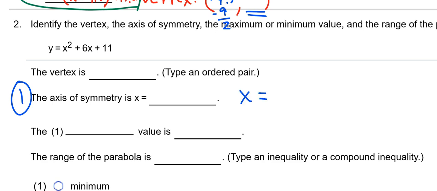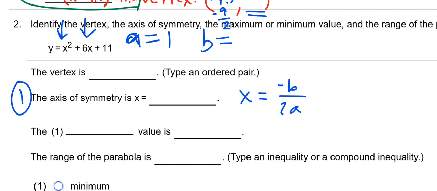What are you going to be doing? X equals what? Opposite of B over what? 2 times A. Can anybody tell me what A is in this particular equation? It's right there. 1. How about the B value?